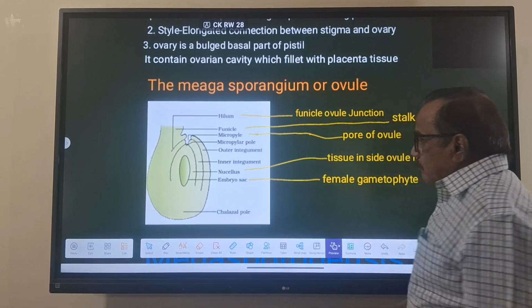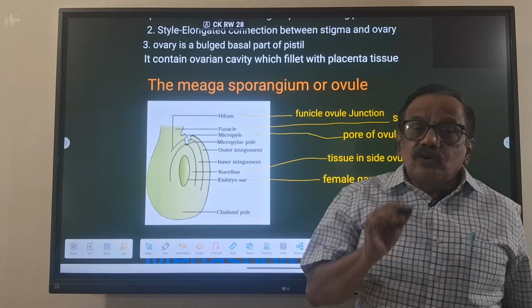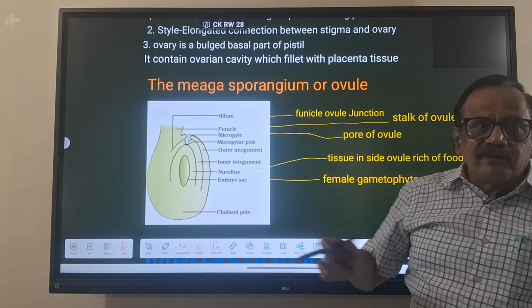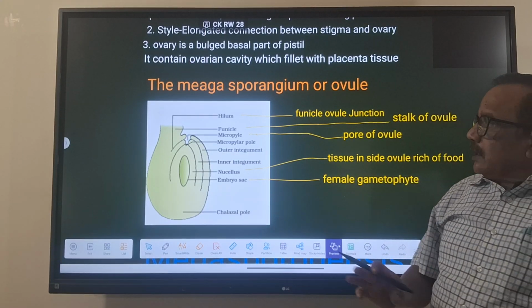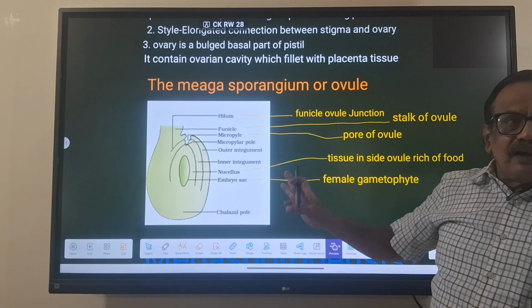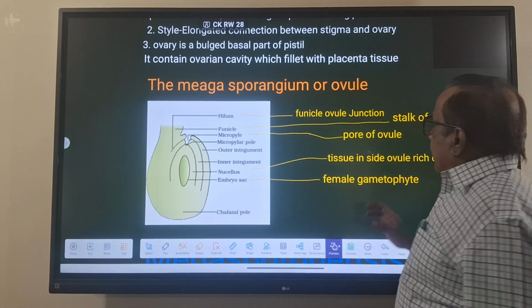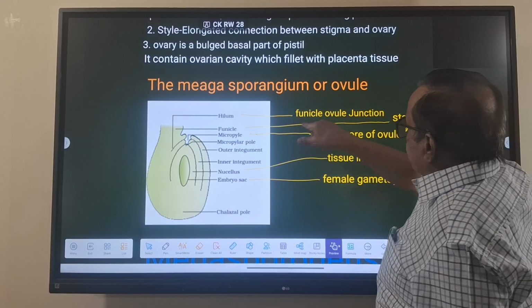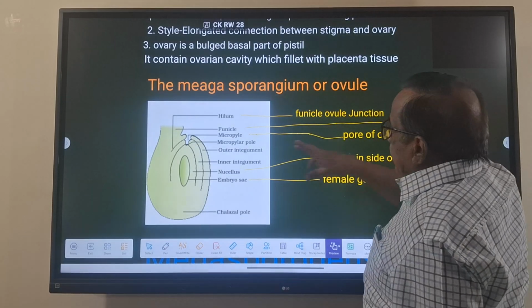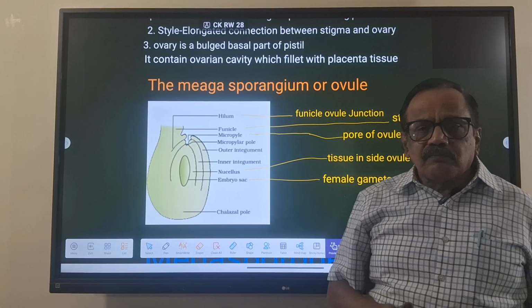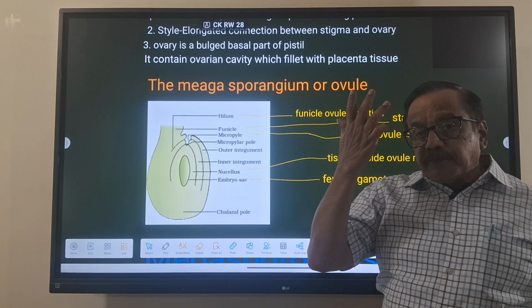So what did we say about Megasporogenesis? The ovule is called the megasporangium. This is the ovule structure given in the NCERT book. Now I am going to explain all the things because it is the NCERT class only. And whenever you are seeing the megasporangium, we used to call the ovule the megasporangium.